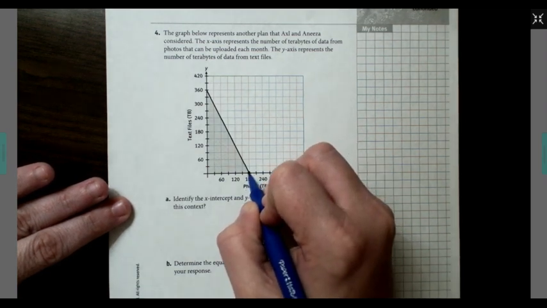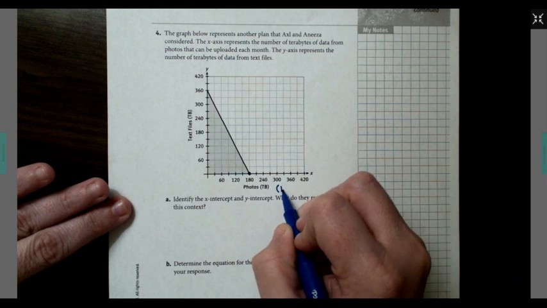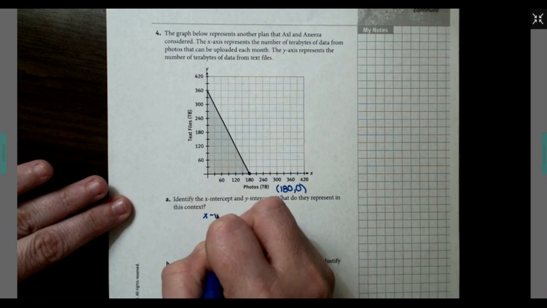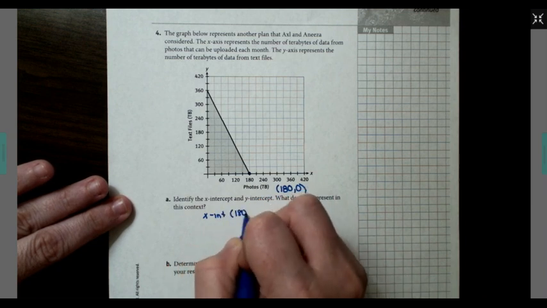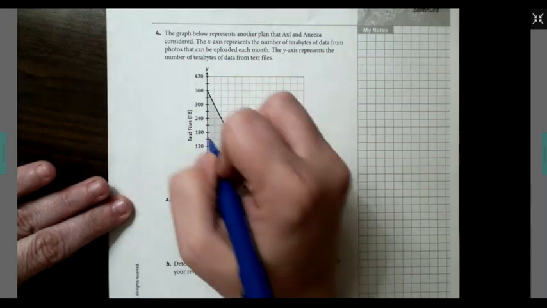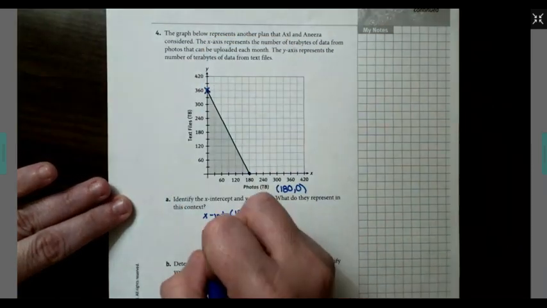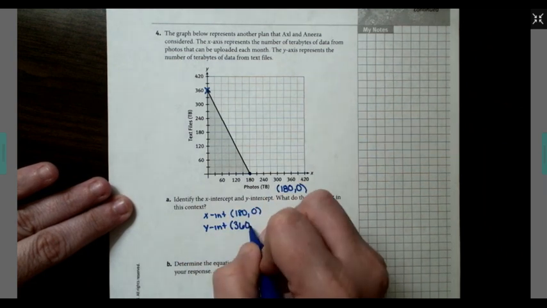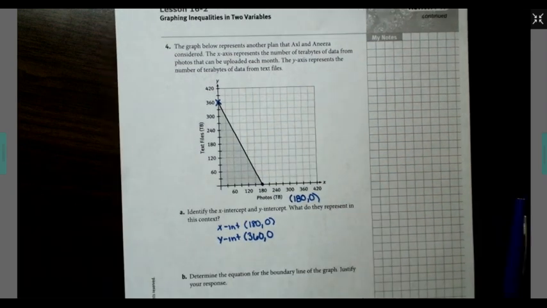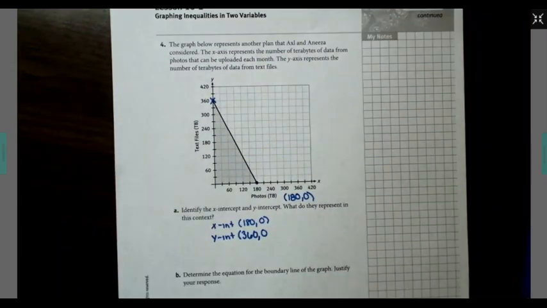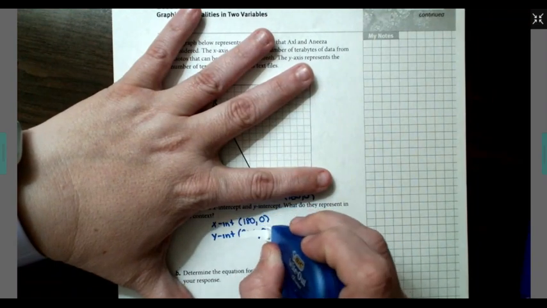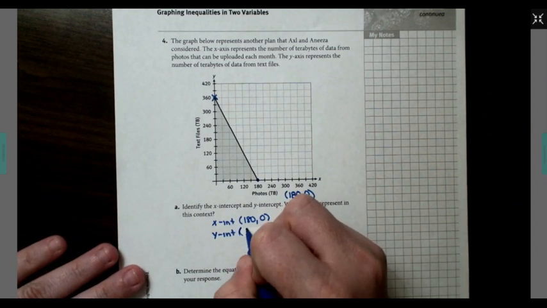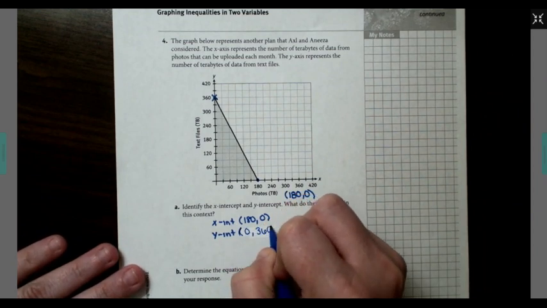Well, my x-intercept would be this point right here, which is 180, comma 0. So x-intercept is 180, comma 0. Y-intercept would be right here. Y-intercept is 360, comma 0. Scratch that. Reverse it. It would be 0, comma 360, x, comma y. Sorry. Make that 0, comma 360 there.